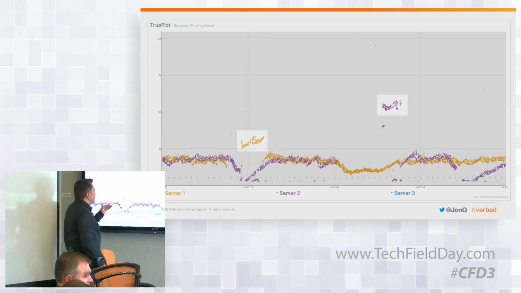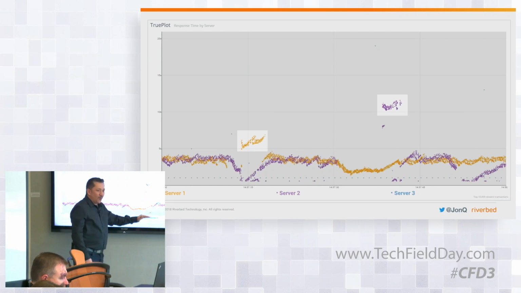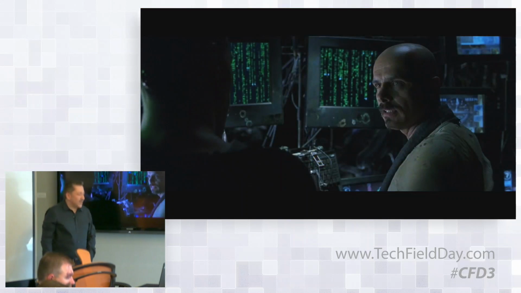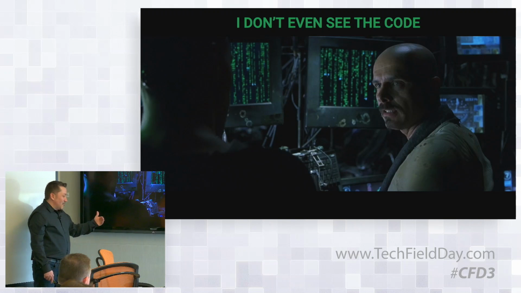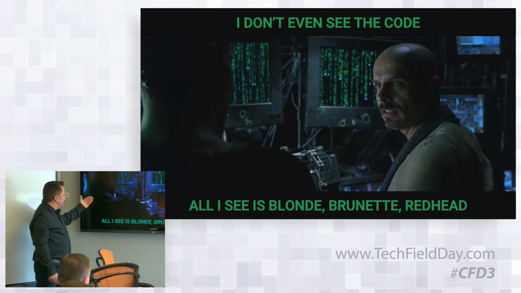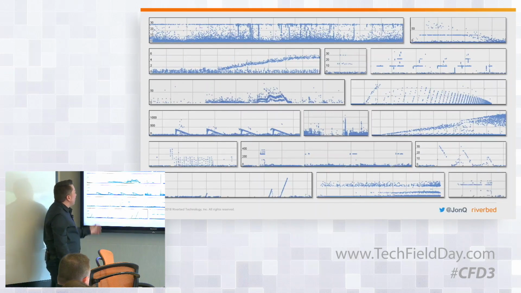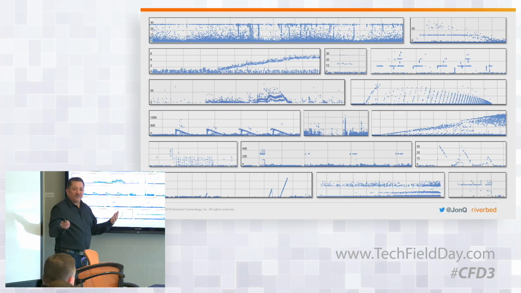We're not sending you on a goose chase to solve a symptom. We're identifying the root cause of the problem. And this is not an isolated thing. I align this with The Matrix, where he asked, you always look at the code. He says, I don't see the code. I just see blonde, brunette, redhead. And what that means in our world are these patterns that just reveal themselves.